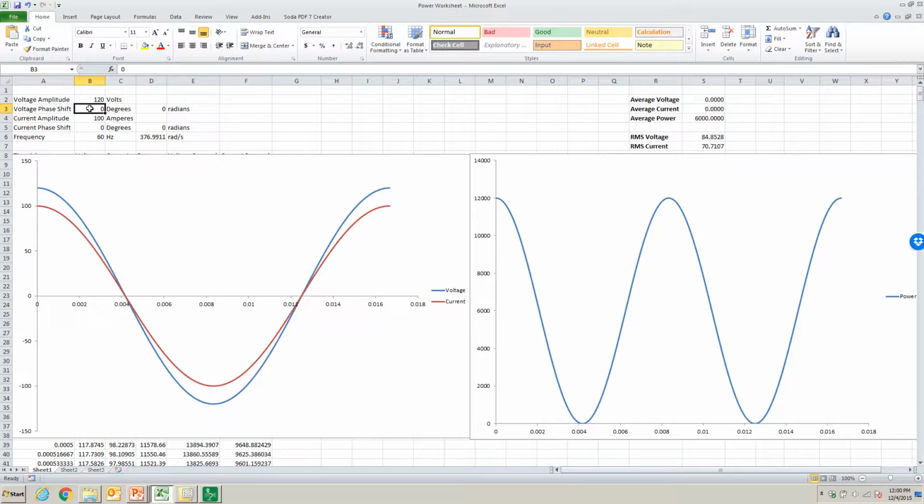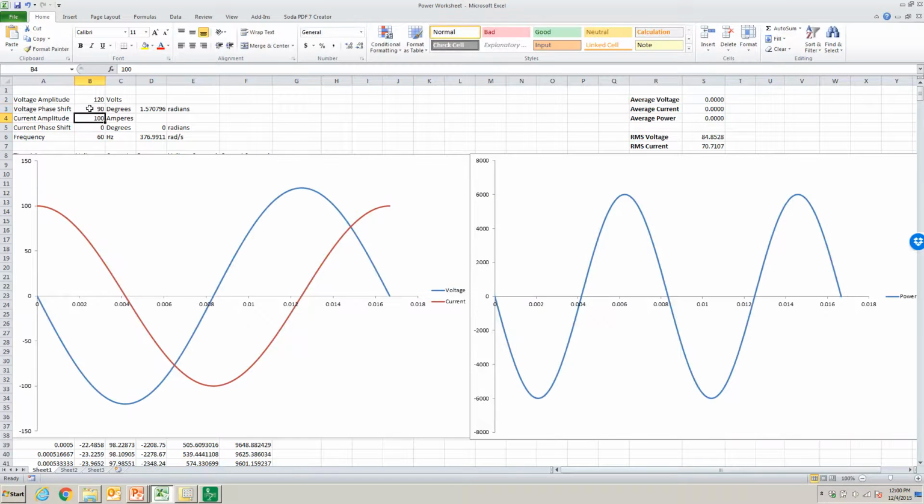Now I'm going to change the phase angle difference between the voltage and the current. I'm going to increase the phase shift for the voltage and set it to 90 degrees. Based on our relationships, we know that when the phase shift on the voltage is greater than the phase shift for the current, that is, the voltage leads the current, we have an inductive system. And because the phase shift is 90 degrees, this is a purely inductive element.